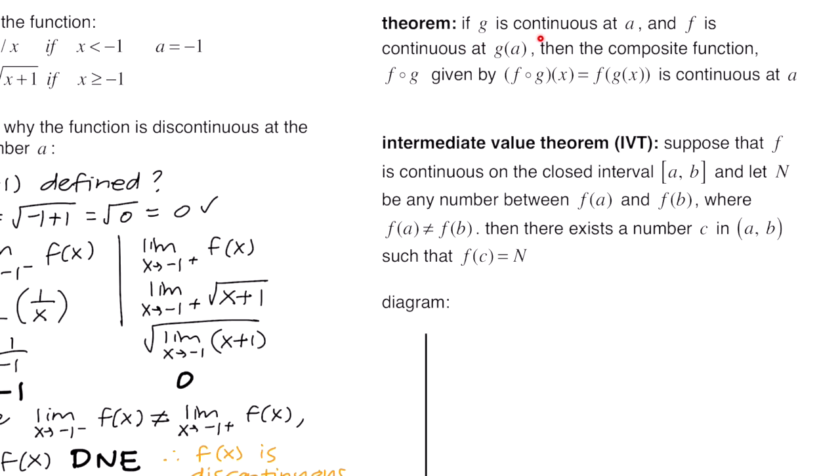We have a theorem: if g is continuous at a and f is continuous at g of a, then the composite function f of g, or we write it as f of g of x, as a composition, is also continuous at a.